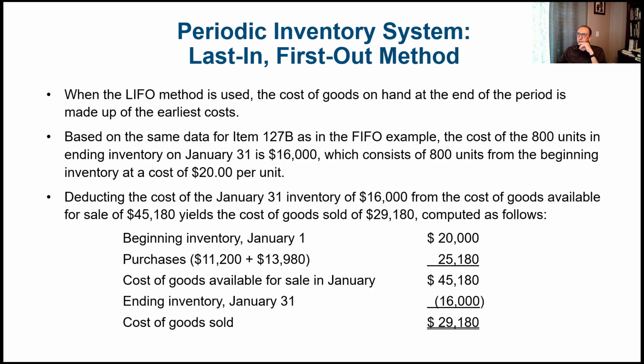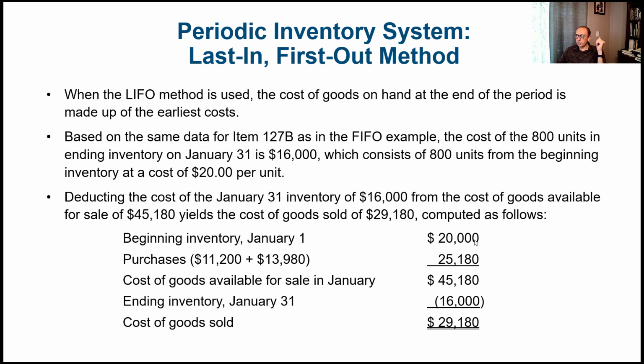Now let's see how this would work under LIFO. Same idea. When the LIFO method is used, the cost of goods on hand at the end of the period is made up of the earliest cost. So based on the same data for the item 127 as in the FIFO example, the cost of the 800 units in ending inventory on January 31st is $16,000, which consists of 800 units from the beginning inventory at a cost of $20 each.